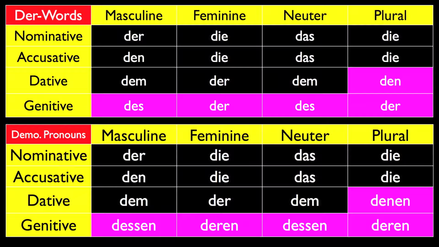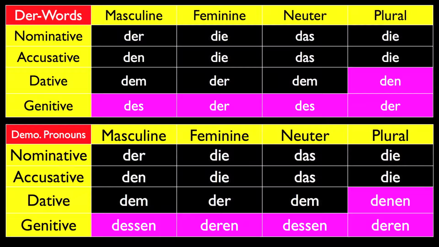This one's easy to remember because the dative plural also takes an n on the end of the noun, so if you think about it, there's already an extra n in the dative plural for the der words. So when you use the pronoun, you would be taking that n and attaching it to the pronoun, changing it to denen. The der words in the genitive are completely different than the demonstrative pronouns in the genitive.